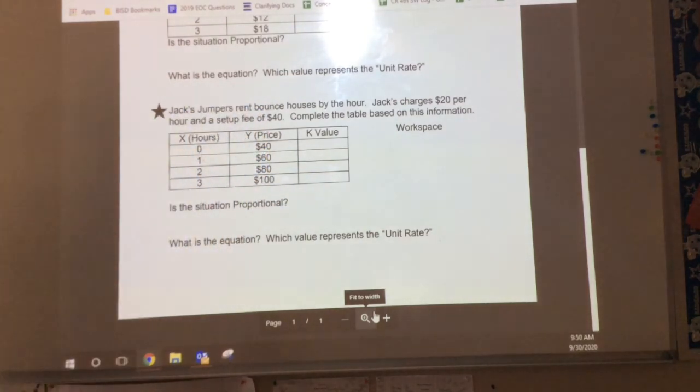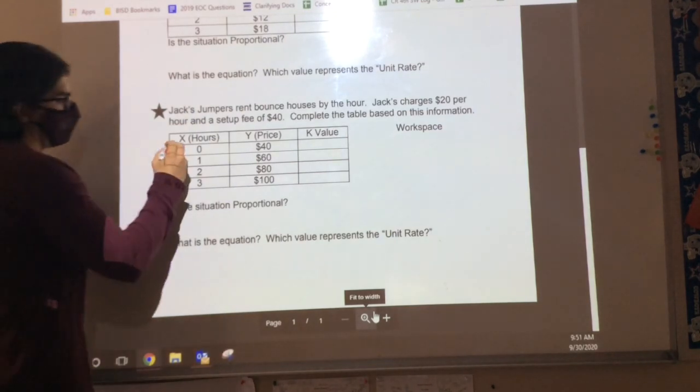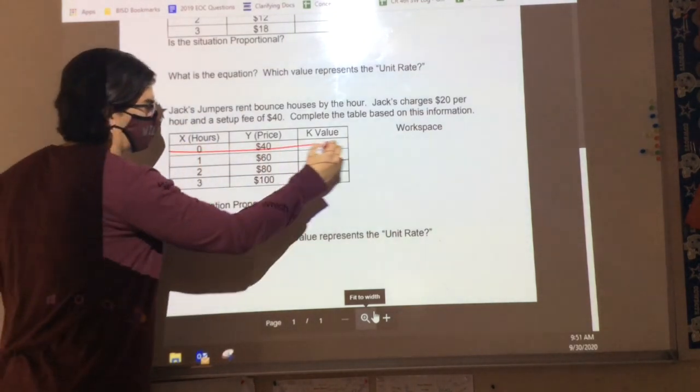All right, it says Jack's Jumpers rent bounce houses by the hour. Jack charges $20 per hour and a setup fee of $40. Complete the table based on this information. Okay, so here's what I want to do. We're going to skip this entire first line starting out. We're going to skip it, okay?